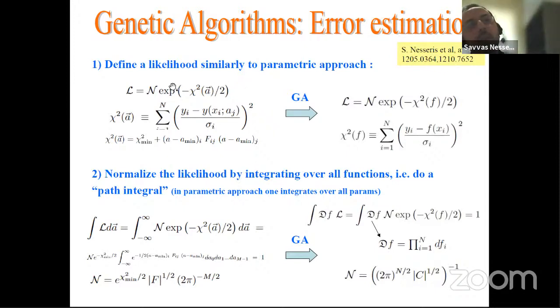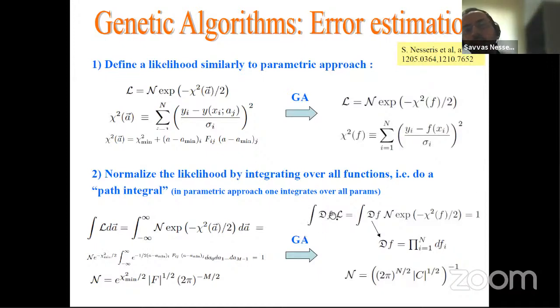For example, in Monte Carlos, in the Bayesian sense, we can just define a likelihood, which is e to the minus chi-square, and this would depend on some parameters. Here we can still define a likelihood, which would be a direct function of the various functions that we're going to test. Again, we have a chi-square and the likelihood. Now, if you want to normalize the likelihood and get error estimates, practically you need to integrate over all the parameters, okay? This is what you do in a Monte Carlo.